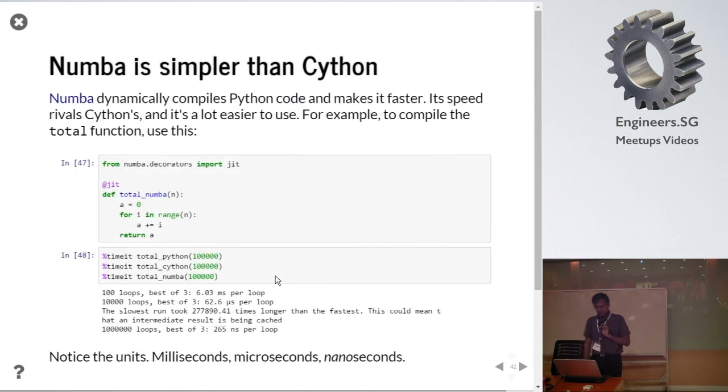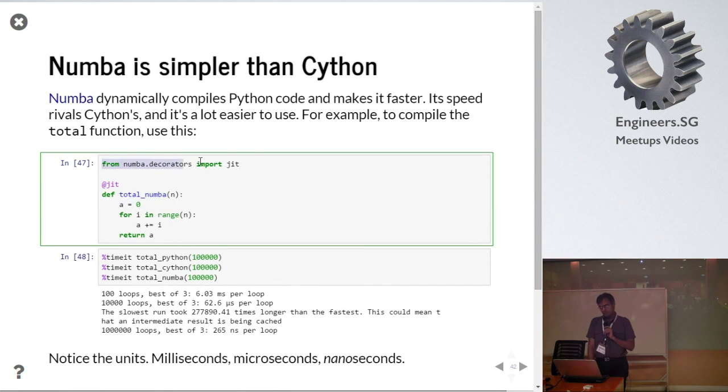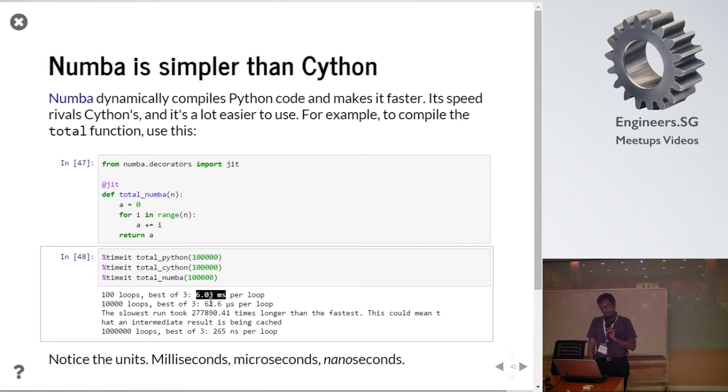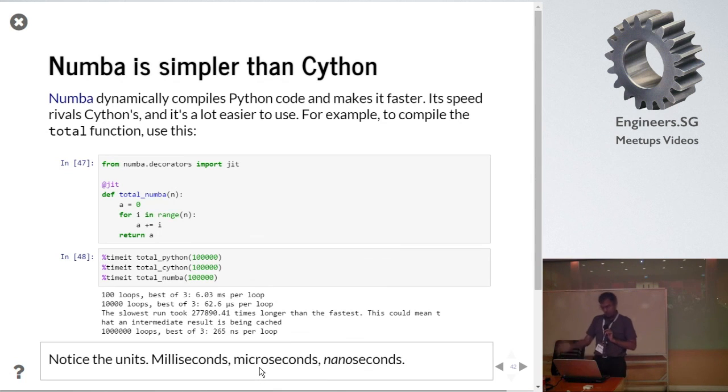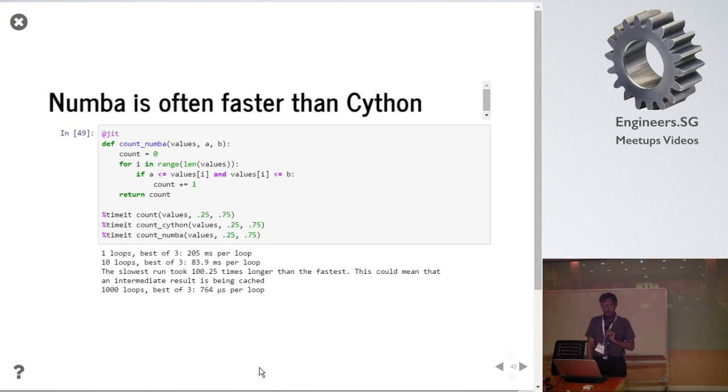But there is an alternative to Cython, which is Numba, and Numba is even simpler to use. You just say from numba.decorators import jit, which is a just-in-time compiler, and use that as a decorator. And then when you run it, the original function takes 6 milliseconds. The Cython version takes 62 microseconds. The Numba version takes 265 nanoseconds. Milli, micro, and nano. Okay, so you're getting 100 times improvement over this. But again, Numba is not always this fast, but usually it's faster than Cython.